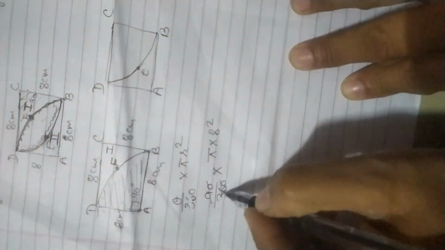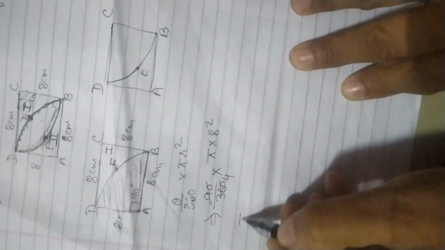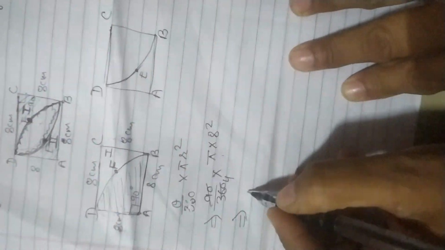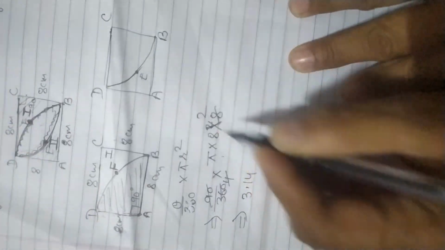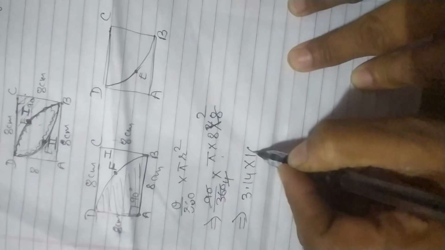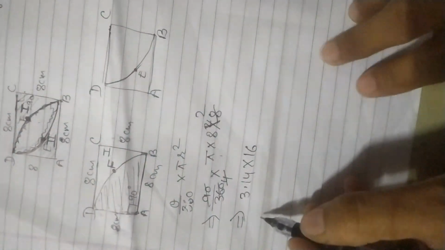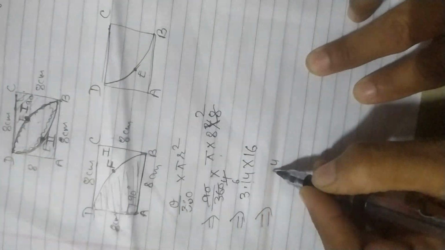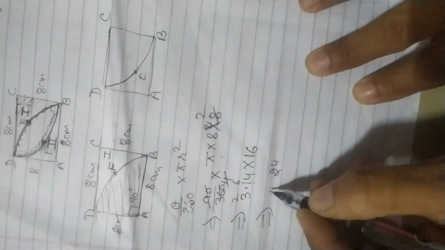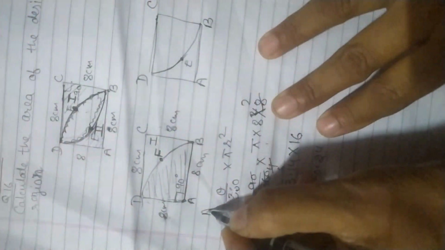Okay, here it will give me pi, that is 3.14, and 8 square, that is 8 into 8, so 4 2s are 8, and you will get into 16. So that can be multiplied. Like this. Okay, so this is the area of this sector.